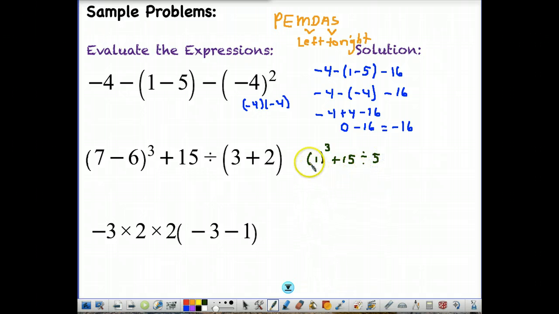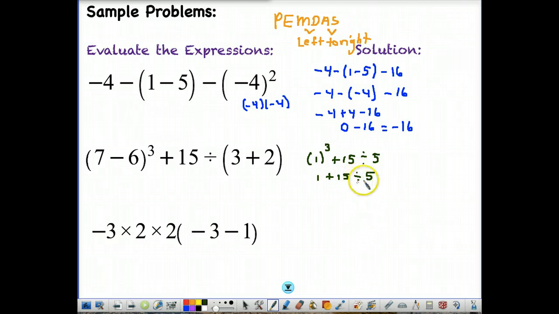All right, we have done our parentheses. Now we're going to do our exponents. Well, 1 to the third power, that's just 1. Then we have plus 15 divided by 5. Be very careful that you don't just go left to right yet because you still have division. If you did, you would get the wrong answer. Most people might be tempted to do 1 plus 15 and then divide by 5.